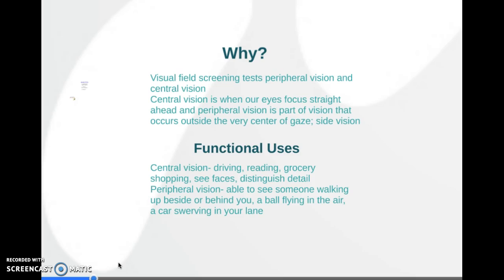Some functional uses for central vision are driving, reading, grocery shopping, being able to see faces and distinguish detail. And some examples for peripheral vision are being able to see someone walking up beside or behind you, a ball flying in the air when playing specific sports, and a car swerving in your lane while driving.